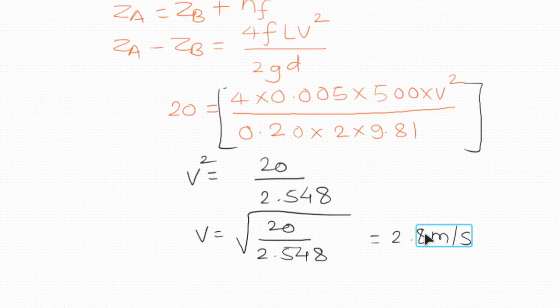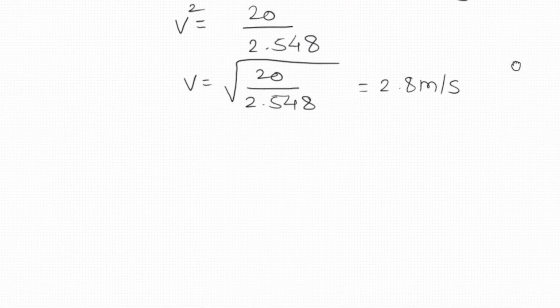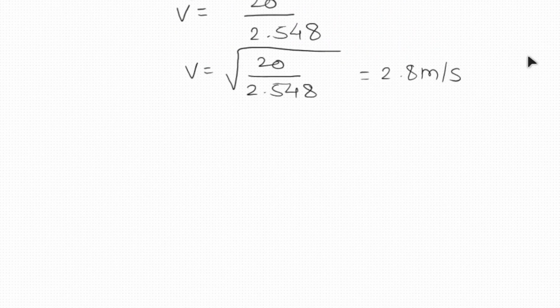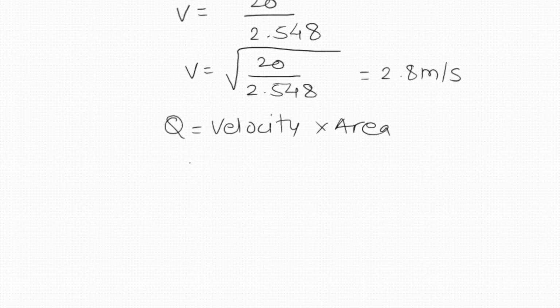Friends, solve this numerical if you are following me. Then we want to find out the discharge. So Q is equal to velocity into area. Area of the pipe is pi by 4 into d square. So velocity is 2.8 and the area is pi by 4. The diameter is given, so 0.2 square.